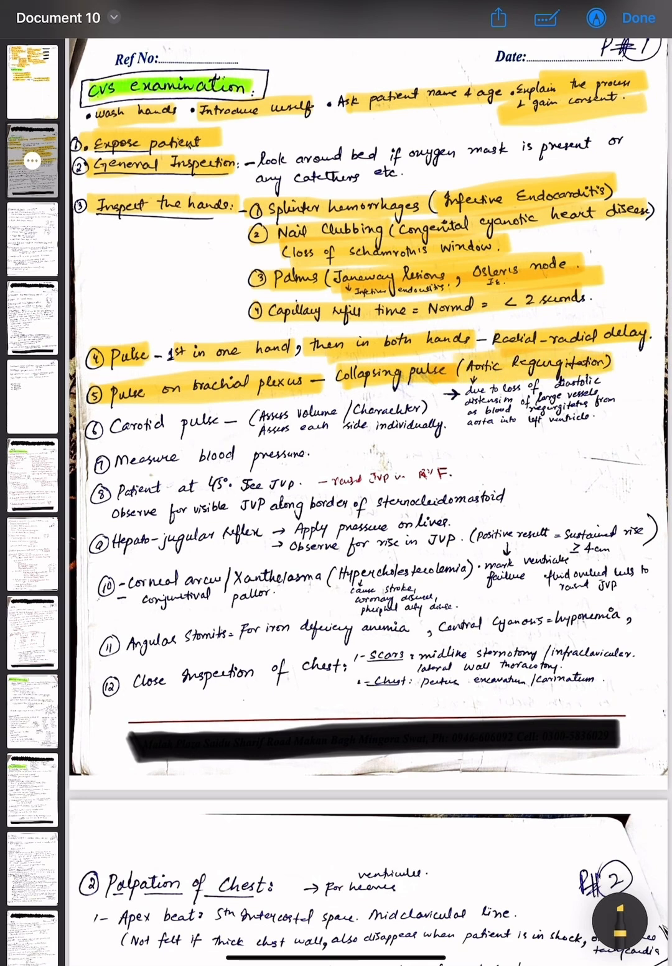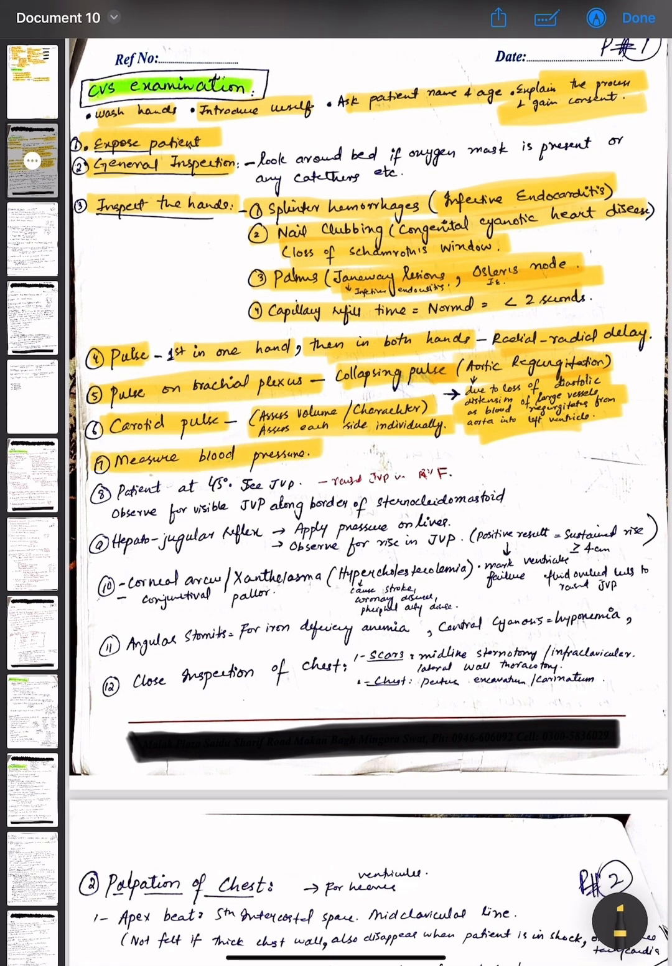Aortic regurgitation is due to the loss of diastolic distension of the large vessels as blood regurgitates from the aorta into the left ventricle. Okay, so if the collapsing pulse is present on the brachial artery, then it gives us aortic regurgitation, which is due to the loss of diastolic distension of the large vessels as blood regurgitates from the aorta into the left ventricle. Then we will look for the carotid pulse, to assess the volume and assess each side individually. Then we will measure the blood pressure.